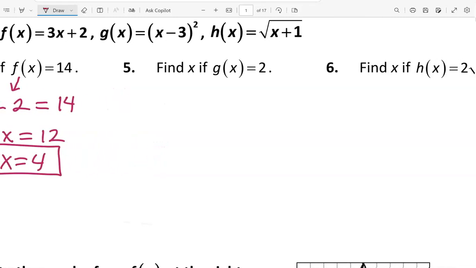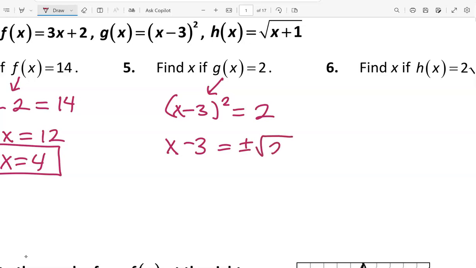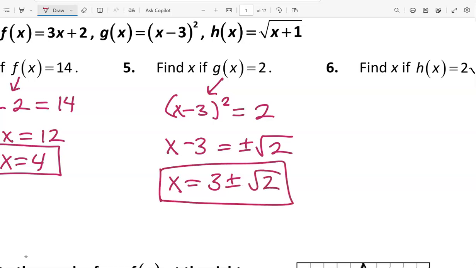In 5, we're asked to solve the equation g of x is equal to 2. So I'm going to replace g of x with what it is equal to, x minus 3 squared equal to 2. We can solve this equation by taking a square root on both sides. Don't forget plus or minus, there are 2 solutions. And then adding 3 for 2 solutions. 3 plus the square root of 2 is 1, and 3 minus the square root of 2 is the other.